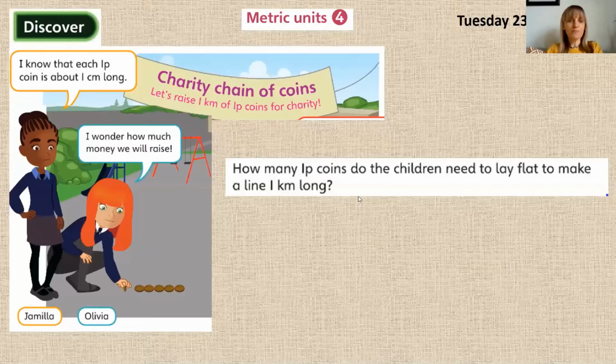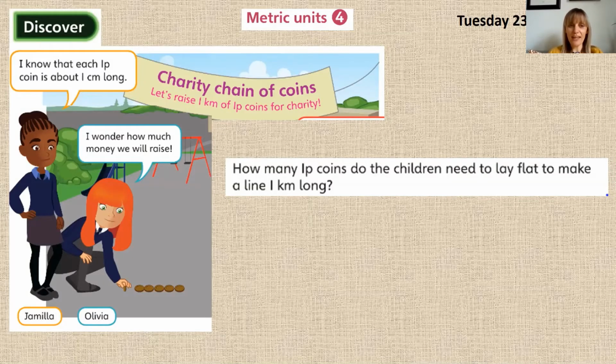Here we go. Now, these two children are at school, Jamila and Olivia, and they are looking to make a charity chain of coins. And they're trying to raise 1 kilometre of 1p coins for charity. So Olivia's thinking, I wonder how much money we'll raise if we manage to make a kilometre of 1p coins. Now, Jamila has said that she knows that each 1p coin is about 1 centimetre long. So if they lay them out flat, how many do they need to use in order to make a line that is 1 kilometre long? That's what we're going to have a look at now.